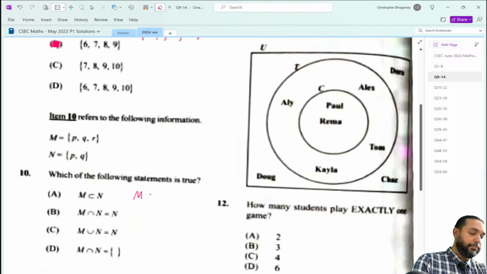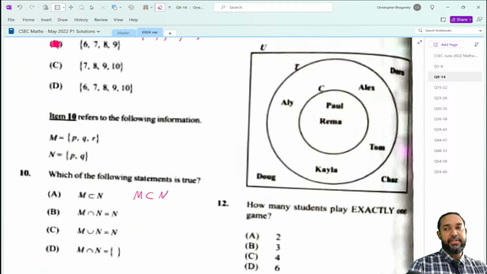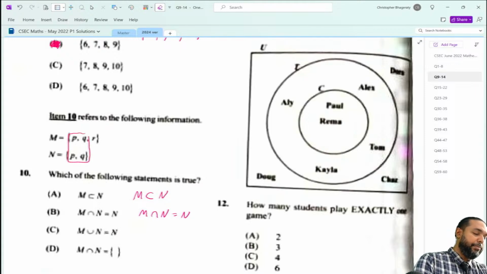Right, so M is a subset of N. If M is a subset of N, it means all the elements of M are present in N. Is that true? I think the reverse is true, right? Here, they're saying M intersect N is equal to N. That is actually true. The intersection of M and N is P and Q, and P and Q is already set N. So that is correct, actually.